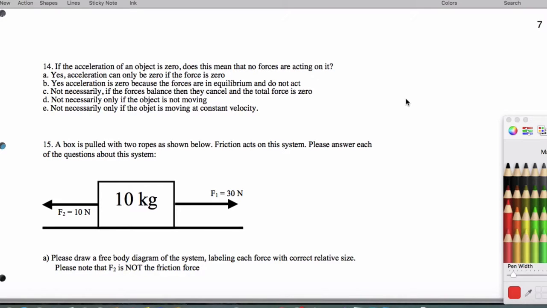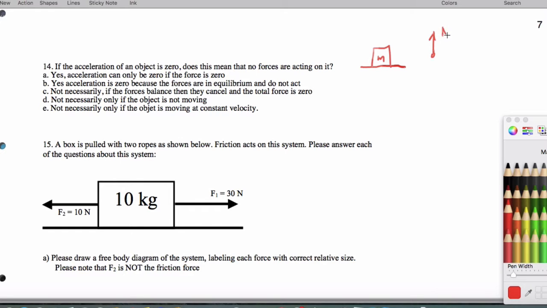Alright. If acceleration of an object is 0, does this mean that no forces are acting on it? Well, the answer is no, but let's try to pick the multiple choice that's right. But first, here's an example of an object that has forces on it, but it's not accelerating.